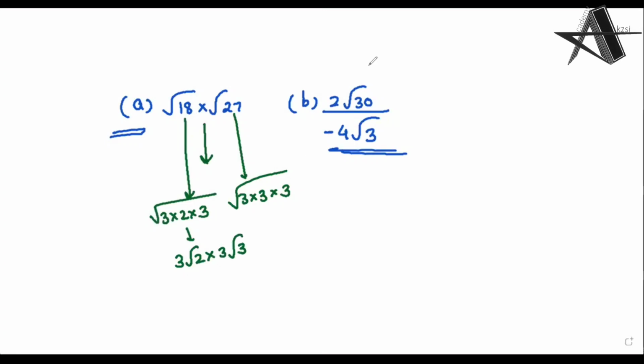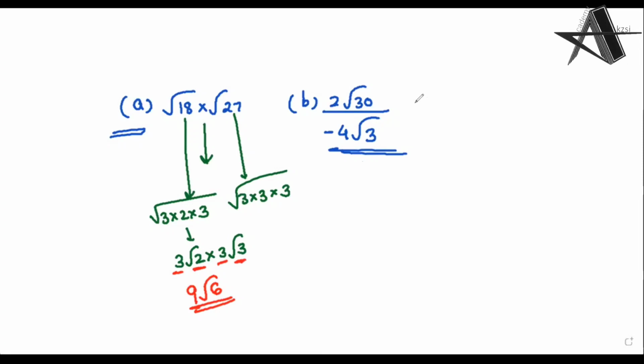Now we know that we can multiply integer numbers together and irrational numbers, surds, together. So 3 times 3 will give you 9 and root 2 times root 3 will give you root 6. So the answer is going to be 9 root 6. Everyone, let me know, is this clear or not?